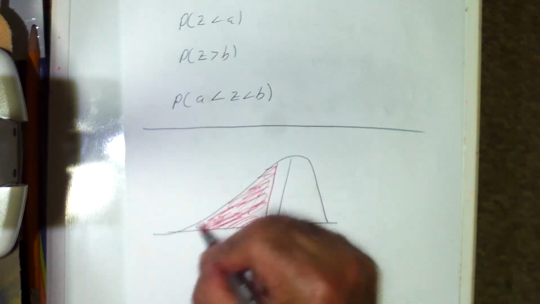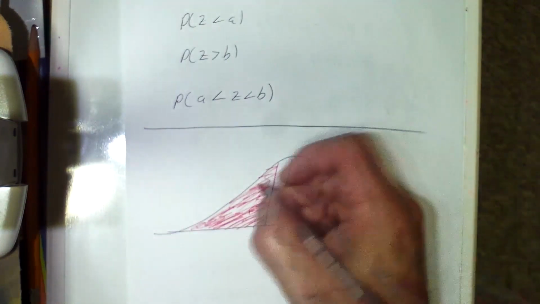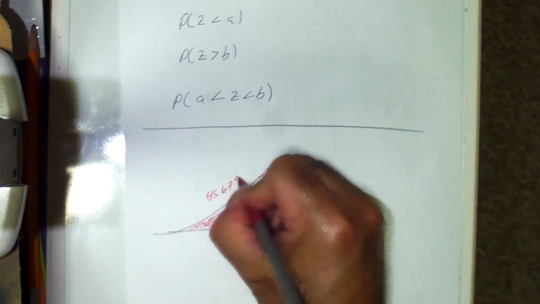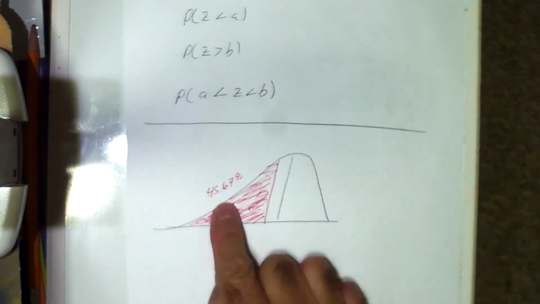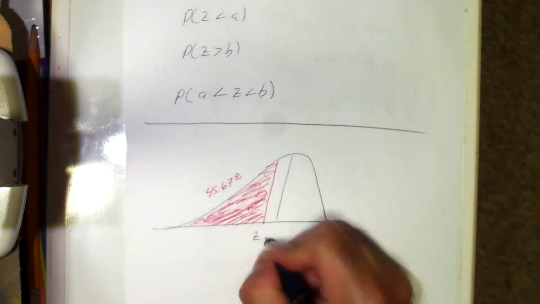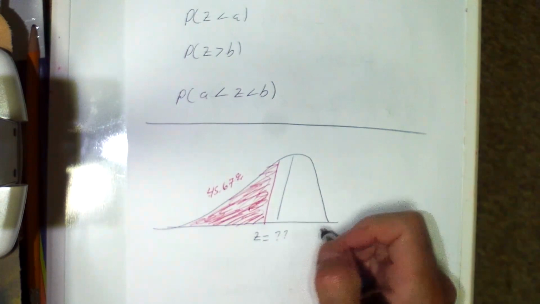Like that. And you were told that this was 45.67%. You were told that. And they're asking you, what is Z? Question mark, question mark, question mark. What is Z?